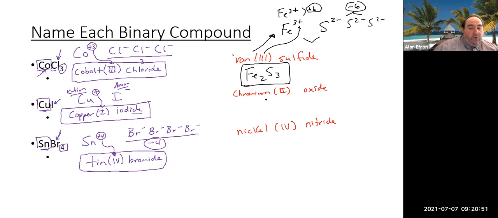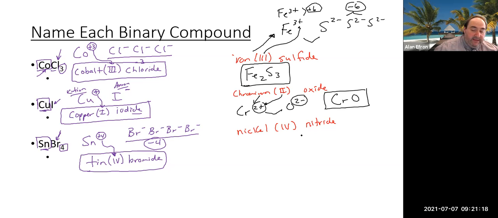Same thing down here. Chromium, Roman numeral 2, tells us that we have a chromium with a +2 charge. Again, that is what the +2 basically comes from. Oxide is oxygen, which is group 6 on the periodic table, which means it has a -2 charge. So this one, not too bad. +2 and -2 means we really just need 1 of each of those guys. So we will end up with something like this, CrO.